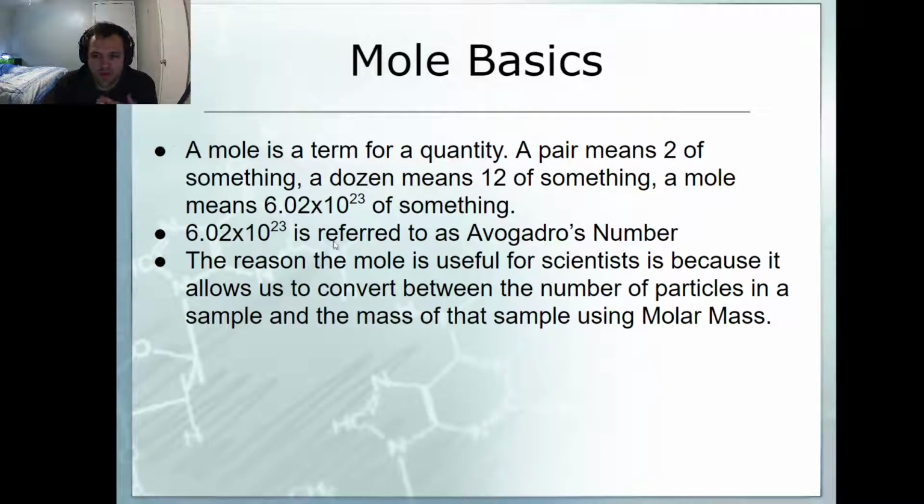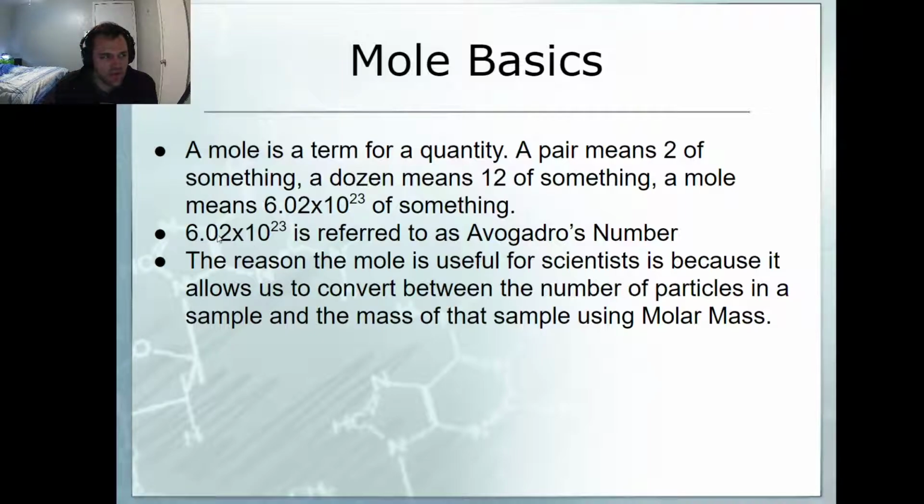Right, and it's referred to as Avogadro's number after the guy who kind of came up with this concept. And the reason that this is useful for us, the main way that we're going to use it, is because it allows us to convert between the number of particles in a sample and the mass of that sample.